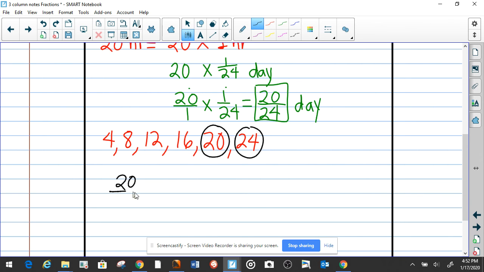So 20 24ths divided by 4. Okay. And the answer on the 20 divided by 4 equals 5. And 24 divided by 4 equals 6. So 5 sixths. So that's 5 sixths of a day. As you can see, it's almost 1 day because it's close to the 6 from here to this one.